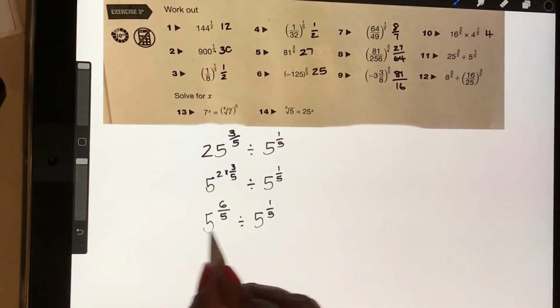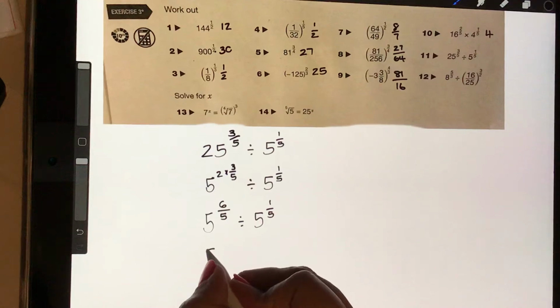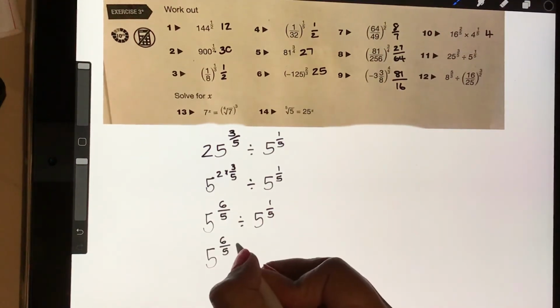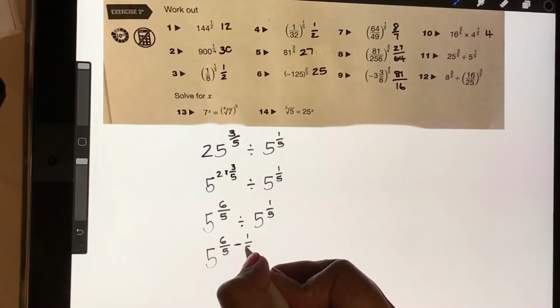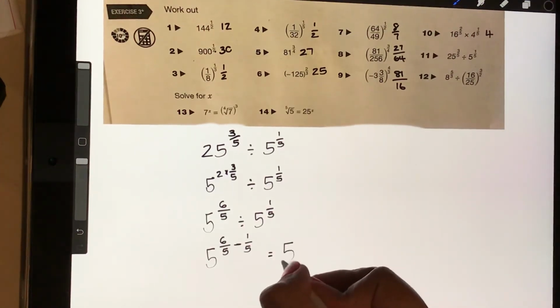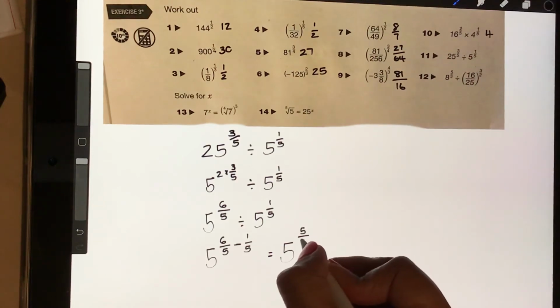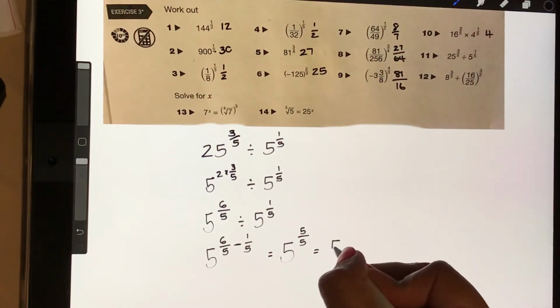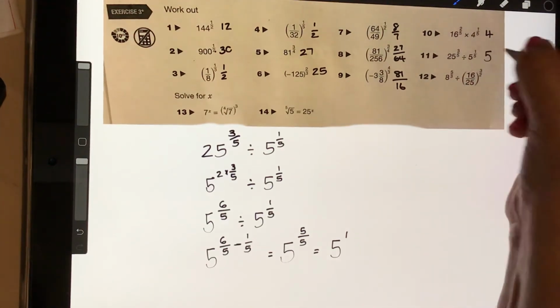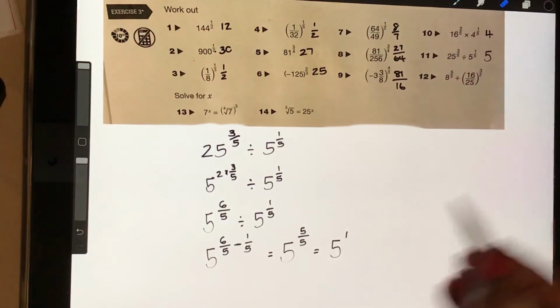When we divide and the base numbers are the same, we subtract the indices. So we've got 5 to the power of 6 over 5, subtract 1 over 5. 6 minus 1 gives us 5. And 5 over 5 is 1. So our answer is simply 5. Right.